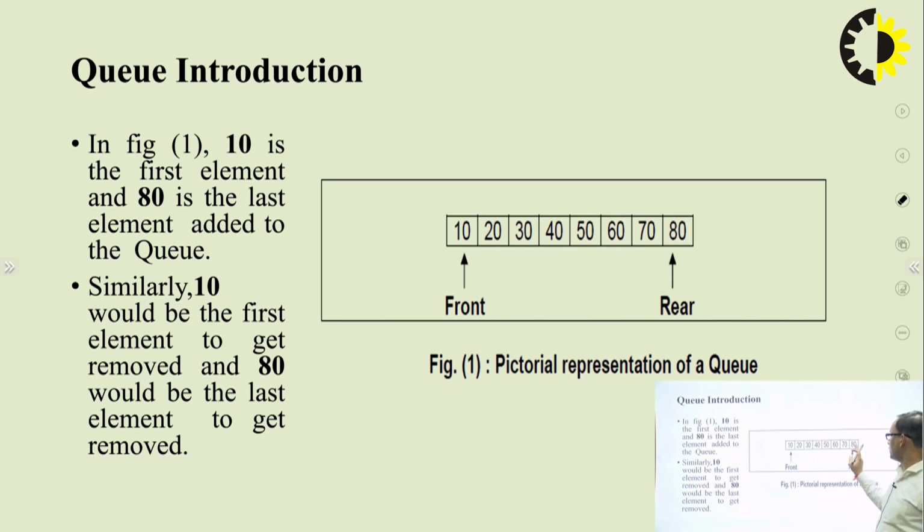But suppose this space is empty, and this is the value of rear. So, in order to insert an element at this place, at first we have to increase the value of rear, and at the new value of rear, the element will be inserted. Okay, so here 10 is the first element that is to be deleted from the queue, and 80 is the last element. Okay.